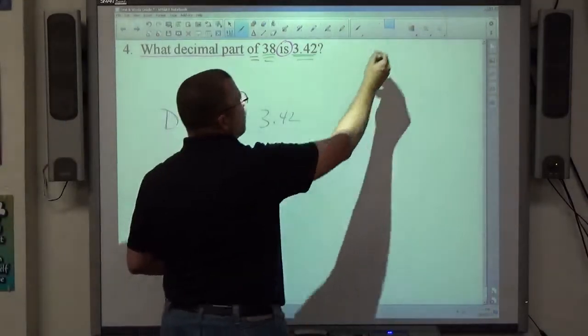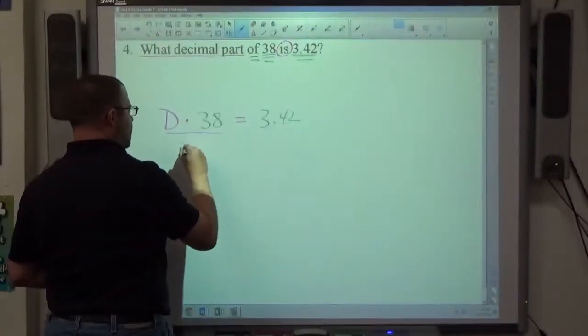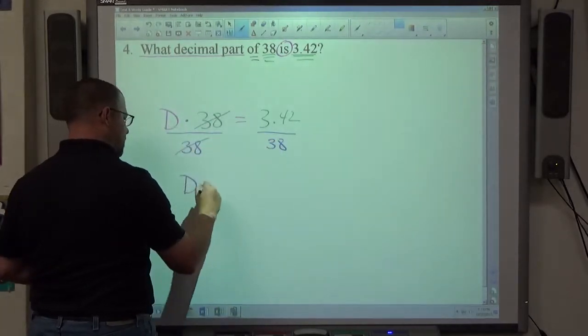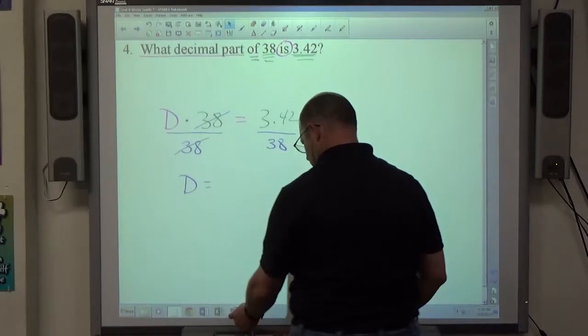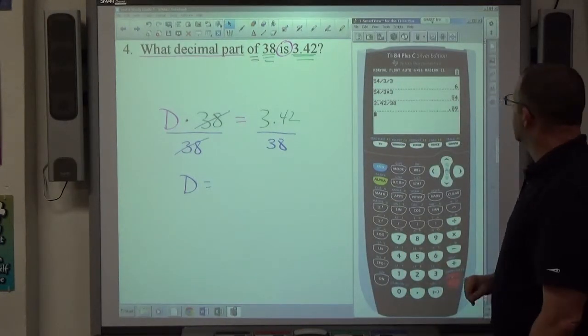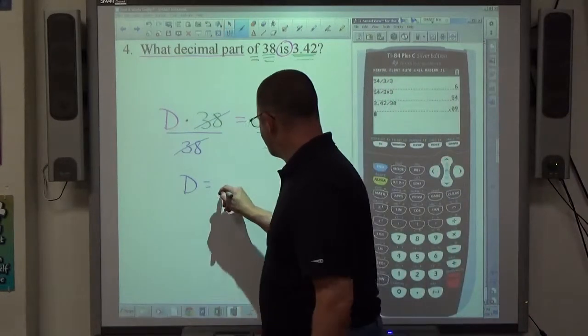The easiest way to solve this would just be immediately divide by 38. And then get your calculator out and type in 3.42 divided by 38 equals, comes out to 0.09.